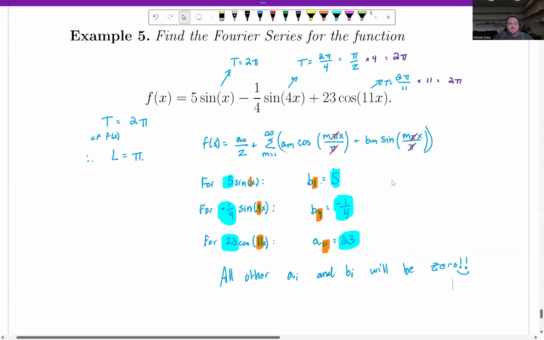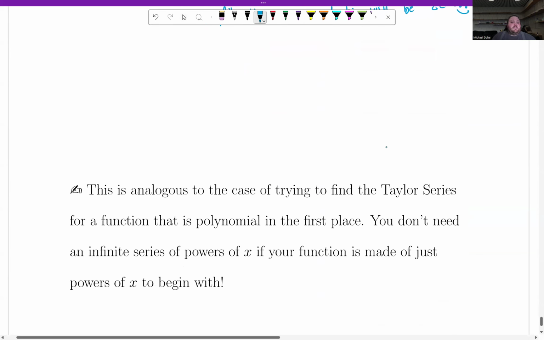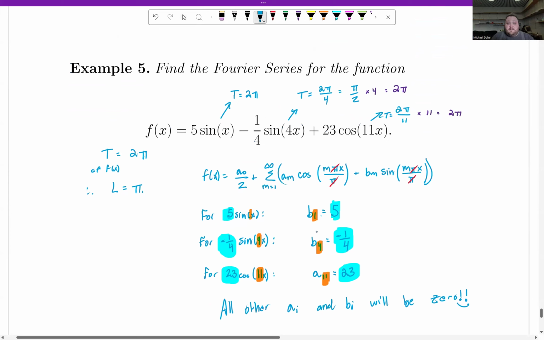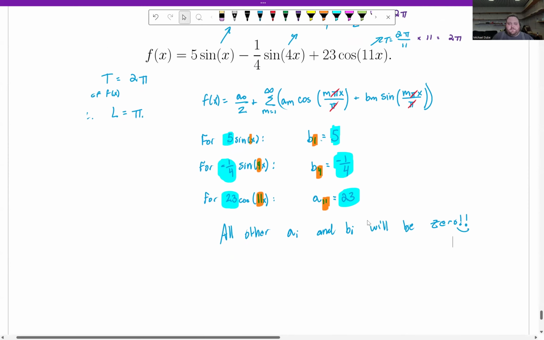Okay? Awesome. This is analogous to the case of trying to find the Taylor series for a function that is a polynomial in the first place. You don't need an infinite series of powers of x if your function is made of just powers of x to begin with. The Fourier series for sines and cosines isn't going to be an infinite combination of sines and cosines. It's going to be literally those sines and cosines. And so this was a bit of a way to nail that home with this example, okay?